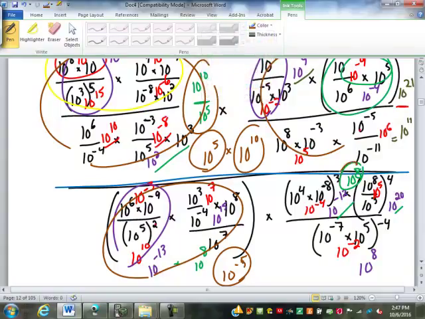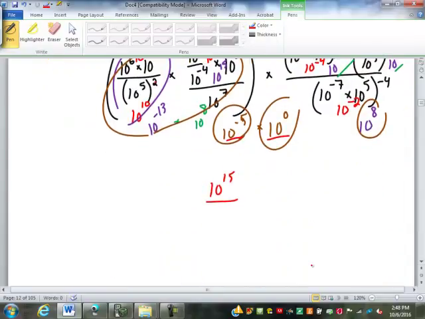What is 10 to the 8th divided by 10 to the 8th? If I subtract, 8 minus 8 is 0, right? It's 10 to the 0, or just 1. Cancels out. But it's easier if I leave it as 10 to the 0 here for now. So now on bottom, I have 10 to the negative 5th times 10 to the 0, which is negative 5 plus 0 is negative 5.